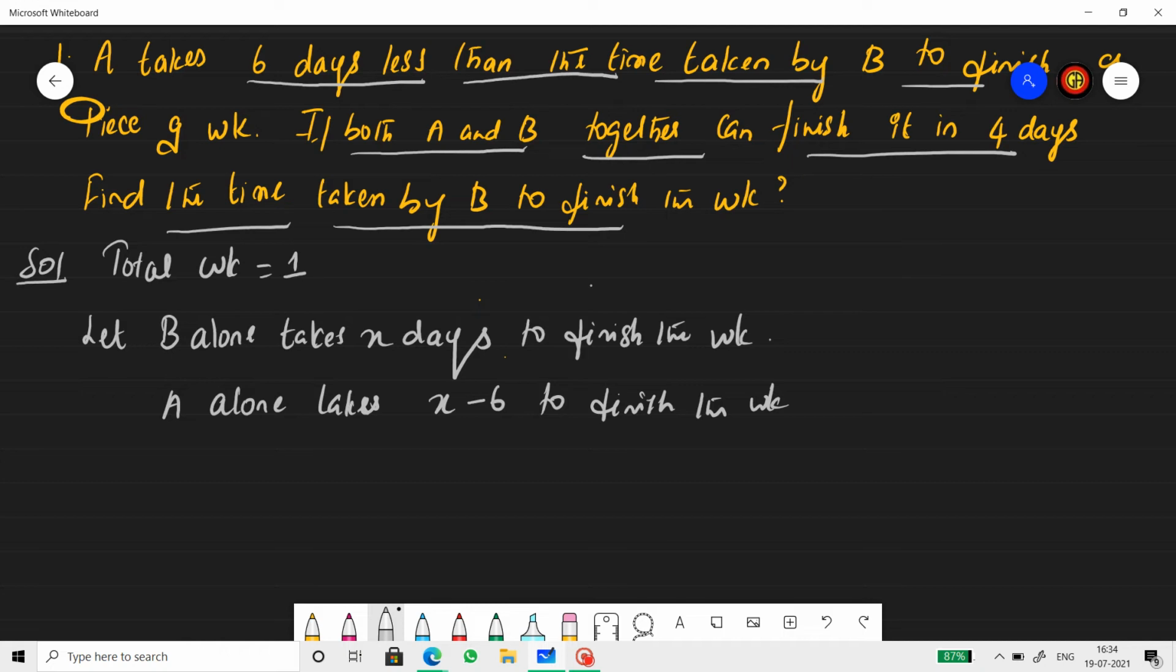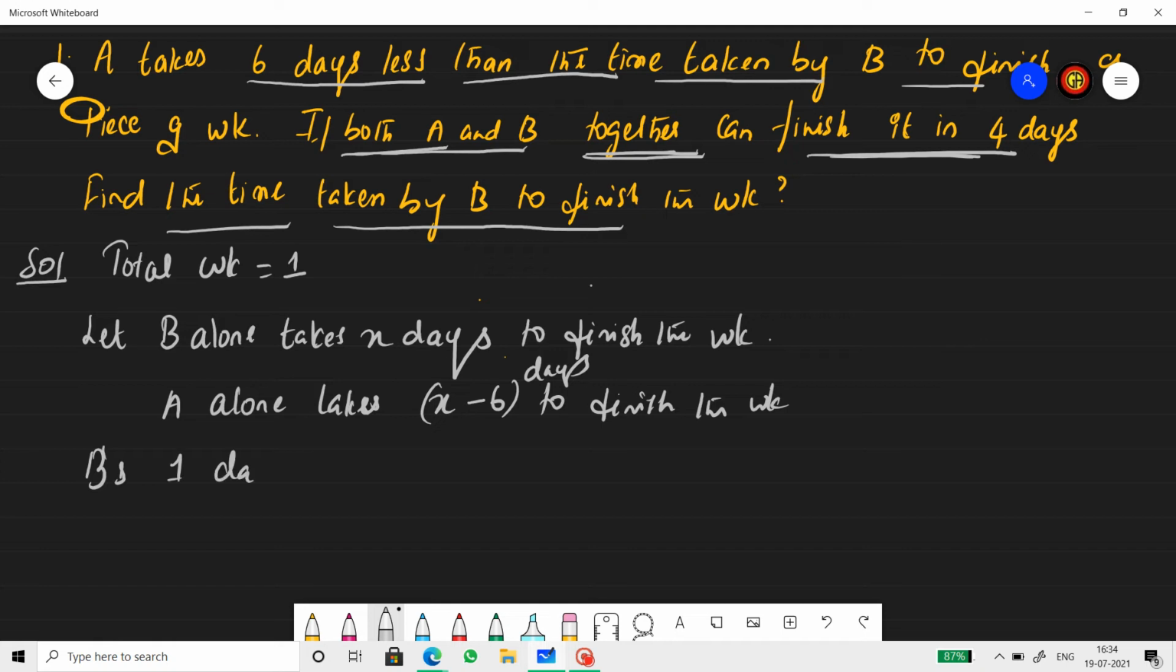Let us assume B alone takes X days to finish the work. As per the instruction, A takes 6 days less than the time taken by B. So if B takes X days, A takes X minus 6 days to finish the work. It's important to define what X is. X is the number of days and total work is 1. Now the next line of the question says if both A and B work together, they finish the work in 4 days.